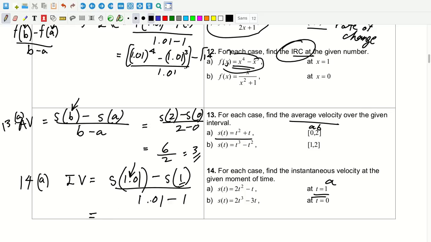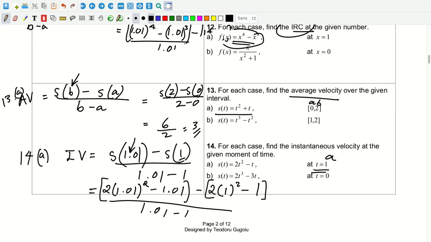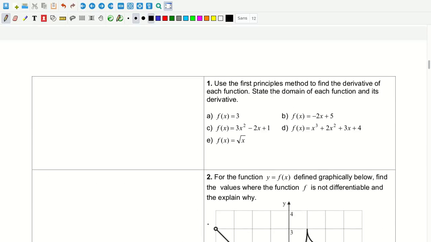So I could have even used 1.001, for example. But I'm not going to do that. But anyway, 1.01 squared minus 1.01. That's s at 1.01, minus 2 times 1 squared, always put brackets, minus 1, all over 1.01 minus 1, evaluate, and you got your answer. Done. Very simple. Okay, now this is more fun stuff for me.